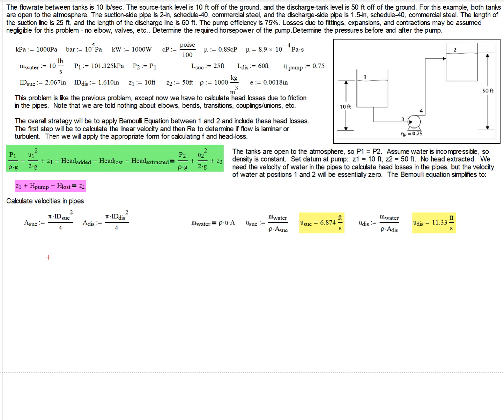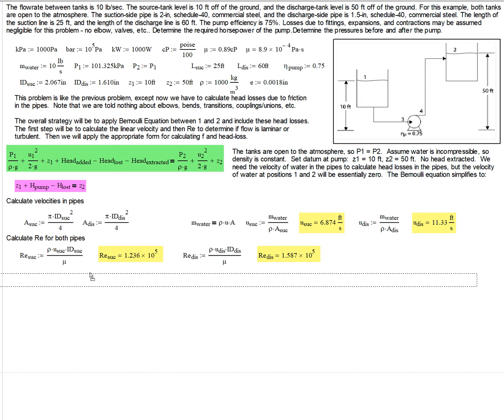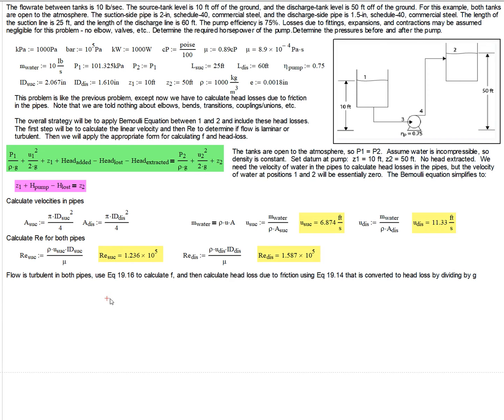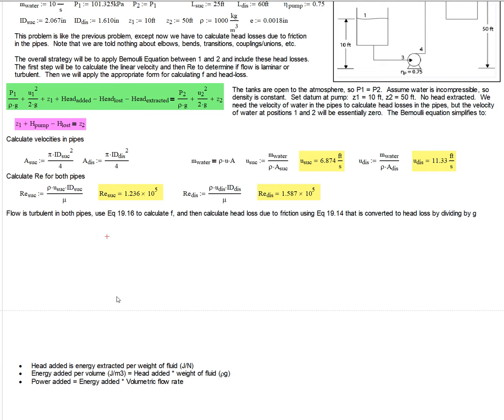So once we know the linear velocity, we can then calculate the Reynolds numbers in both of these pipes. So the Reynolds number, remember, is rho VD over mu, or rho times the linear velocity times the inner diameter over the viscosity. And so we get a value of 1.236 times 10 to the fifth on the suction side and 1.587 times 10 to the fifth on the discharge side. Both of those are much greater than about 2300, and so our flow is turbulent.